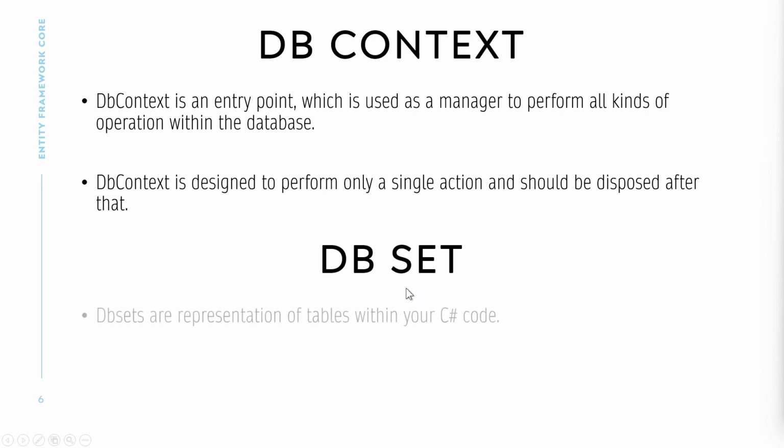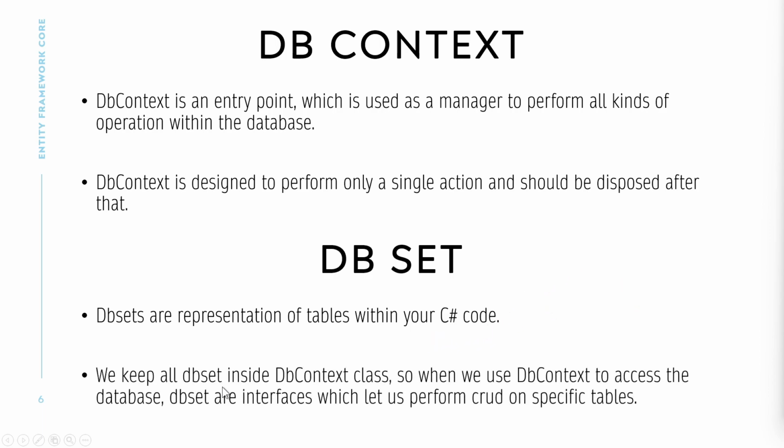Now the DB set. DB sets are the representation of the tables within your C sharp code. So imagine you have three tables in your database that you want to work with in your application. Based on those three tables, we will create three DB sets in our C sharp code. We keep all DB sets inside the DB context class, so we can use the DB context class to access the database.